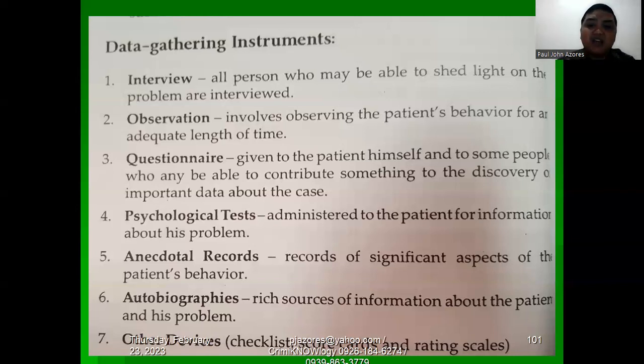We also use a questionnaire to give to the patient himself, or the participant himself, or the respondent himself, or to some people who may be able to contribute something to the discovery of important data about the case. We also use psychological tests administered to the patient for information about his problem. Anecdotal records, records of significant aspects of the patient's behavior. Autobiographies, rich resources of information about the patient and his problem. And we also use other devices like checklists, scorecards, and rating scales.